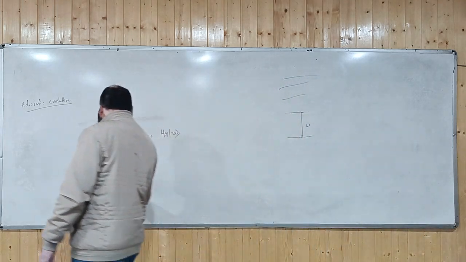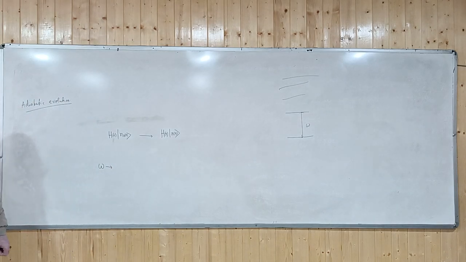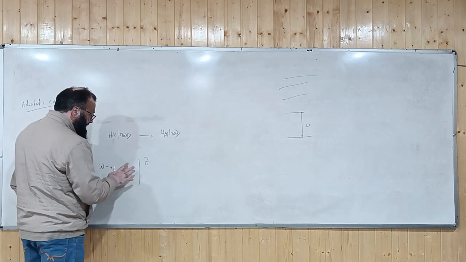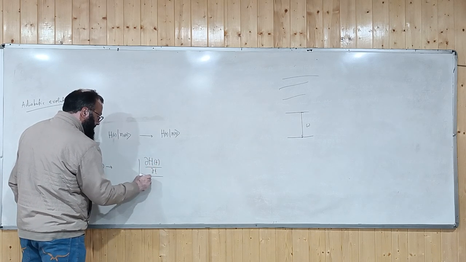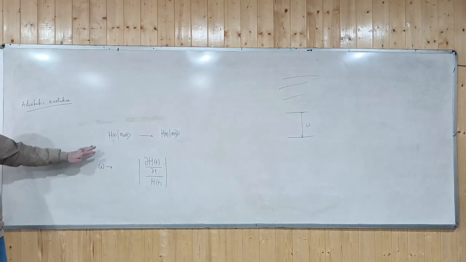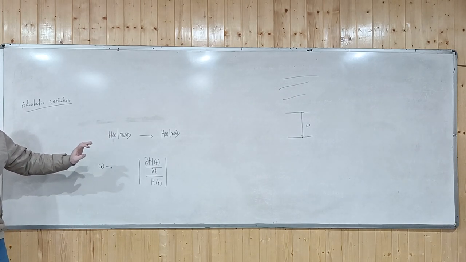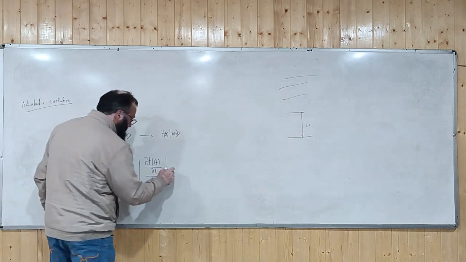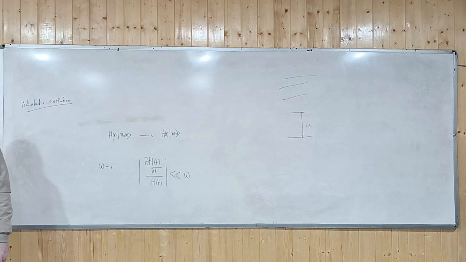In other words, let's say you are having omega as the energy scale of the system. Clear? Okay, and you are having the energy scale that is given by this thing, partial H by partial t, divided by H. Clear? So this is the energy scale that is given by the time variation of this Hamiltonian. Clear? Because we are doing time dependent phenomena. Okay, so adiabatic evolution means this quantity is smaller than omega. Got it?